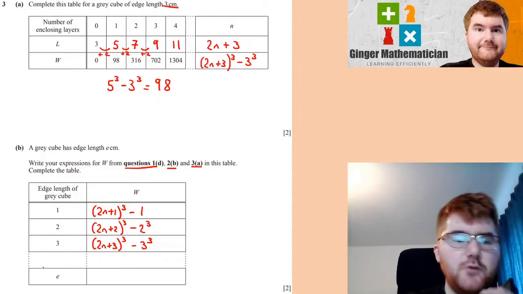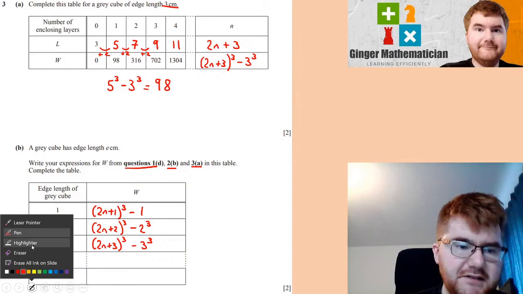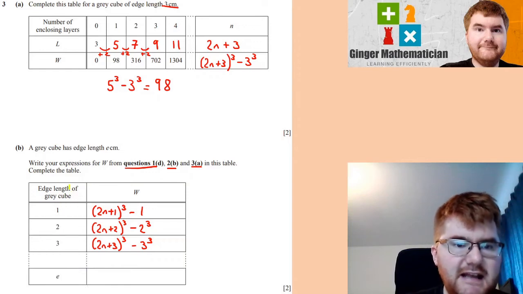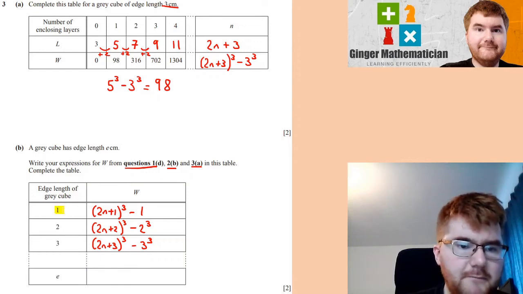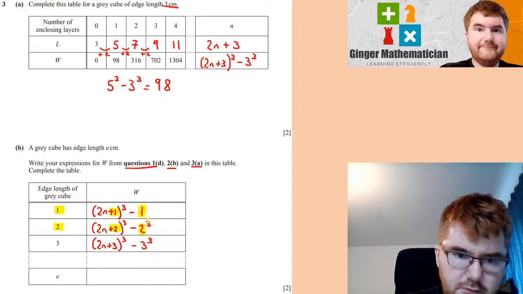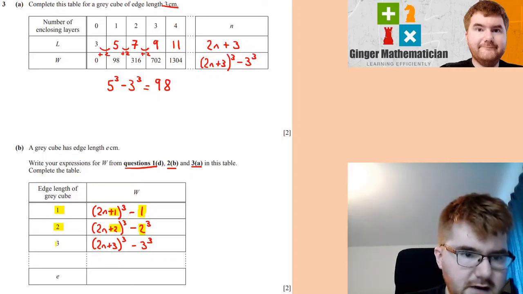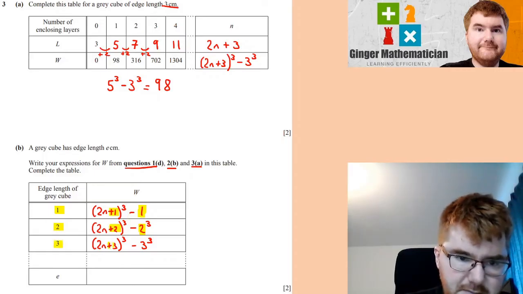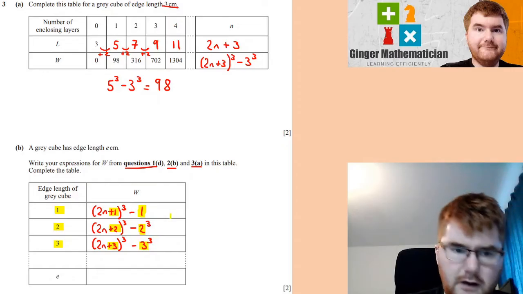And at this stage, what we're looking for is specific patterns. So notice when we have an edge length of grey cube 1, this number is equal to 1, and this is also equal to 1. If we go to edge length 2, this is equal to 2, and this number here is also equal to 2. For 3, when this is 3, this number here is equal to 3, and this number here is also equal to 3 as well.